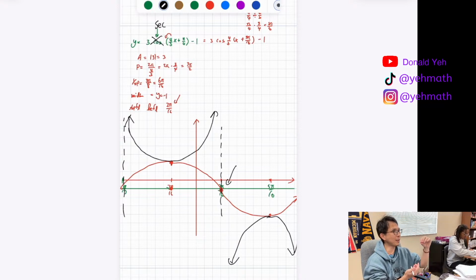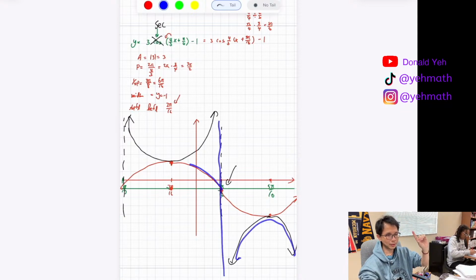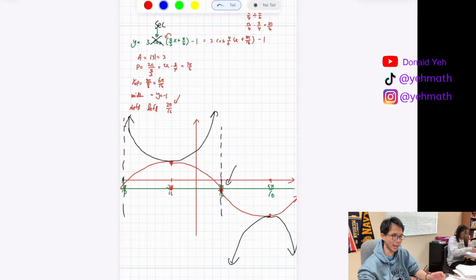And whenever the secant graph crosses the midline, not the x-axis, it's going to create an asymptote. This is going to graph here. I'm going to show you what happened here, right?